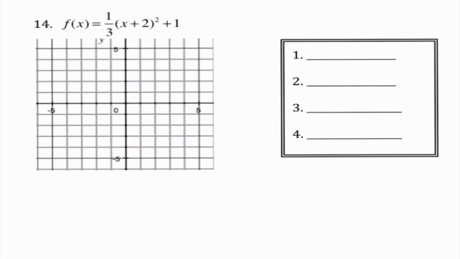Last problem, number 14, f of x. That looks scary, but we know all that means is y. Equals 1/3 times the quantity x plus 2 squared plus 1. So I know that my vertex is -2, 1. Our a value is 1/3, so that means it is up and it is fatty. And my line of symmetry would be x equals -2. So there's -2, 1 up, and fatty means it's up 1 and over 2 in both directions. So I'm going to go ahead and sketch that. And then sketch my line of symmetry.